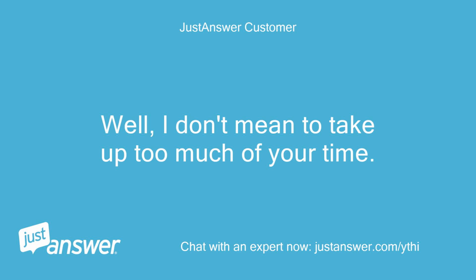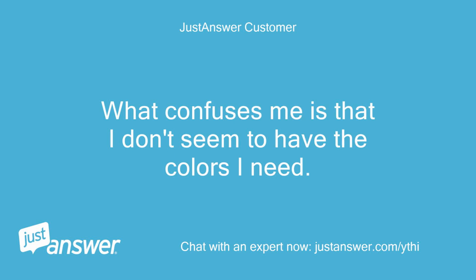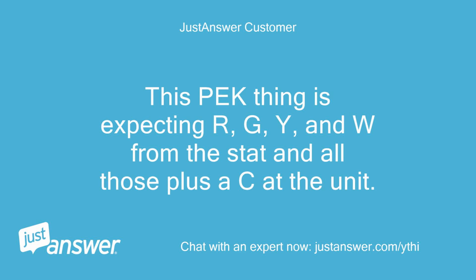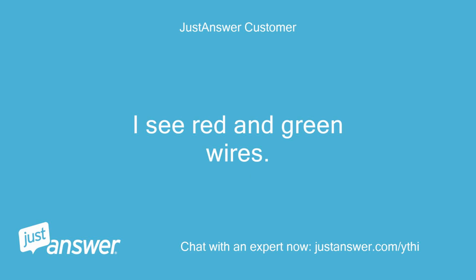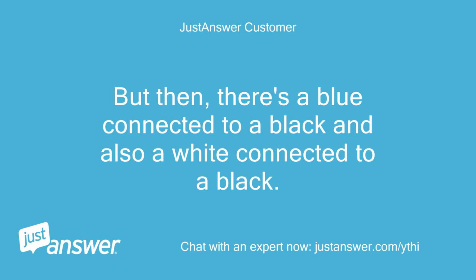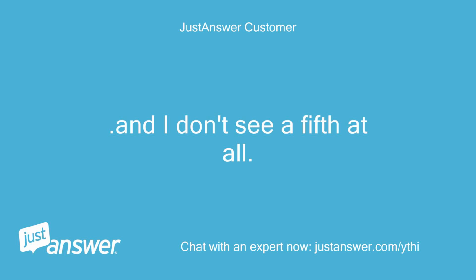Well, I don't mean to take up too much of your time. What confuses me is that I don't seem to have the colors I need. This spec thing is expecting R, G, Y, and W from the stat and all those plus a C at the unit. I see red and green wires. But then, there's a blue connected to a black and also a white connected to a black. That and I don't see a fit at all.